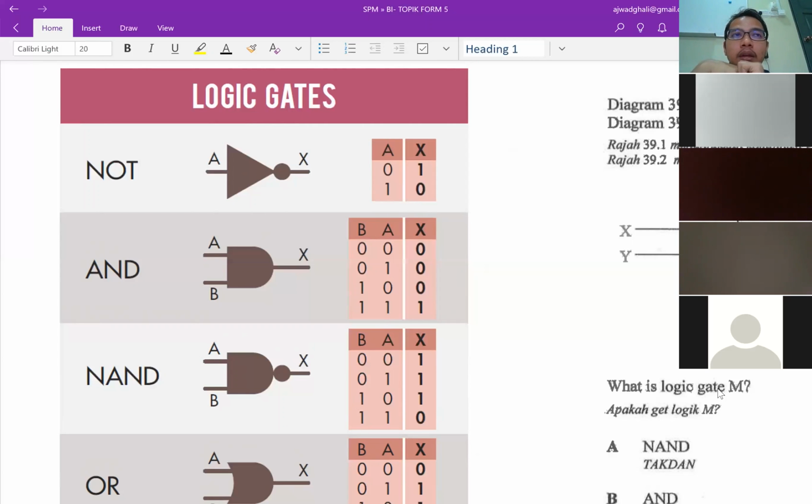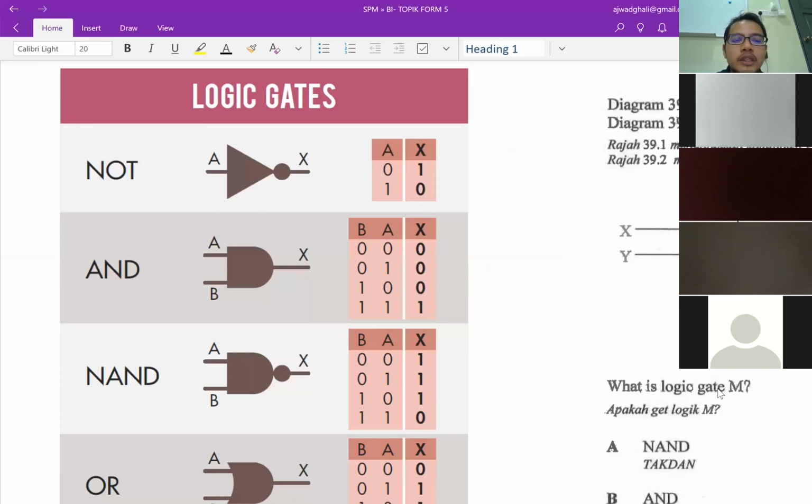Okay, the seat belt. If you sit in the car in the driving seat, and you don't put on a seat belt, there will be a sound to show that you need to wear the seat belt. If you sit and wear the seat belt, the sound will not be produced. Okay, that's a logic gate.